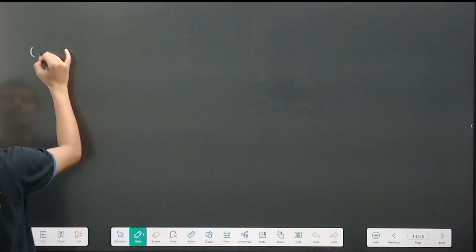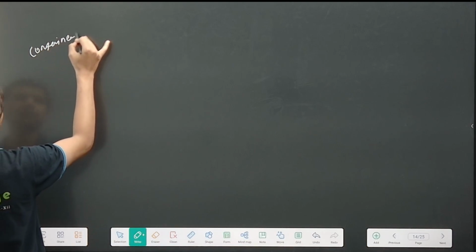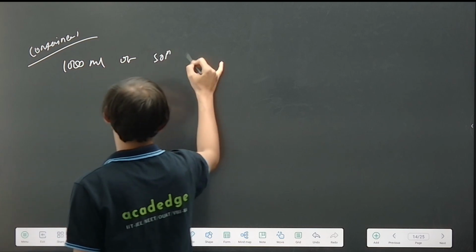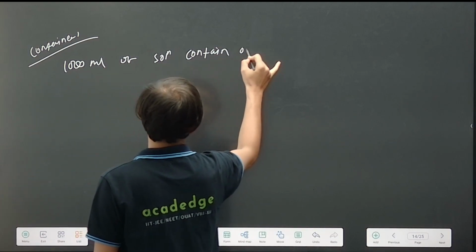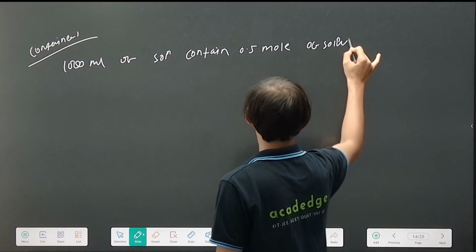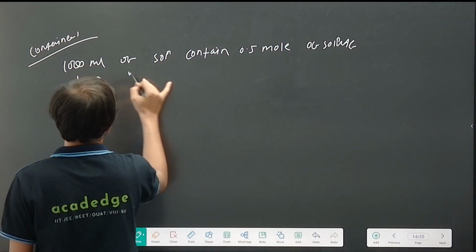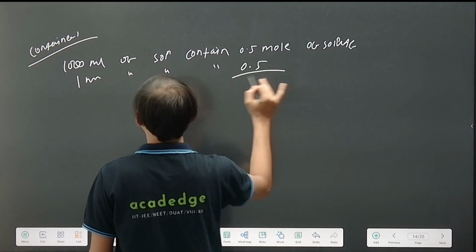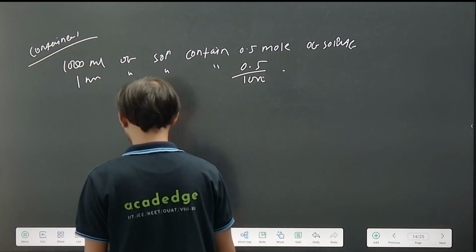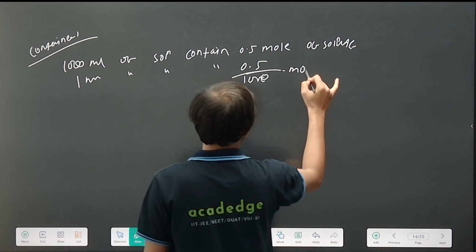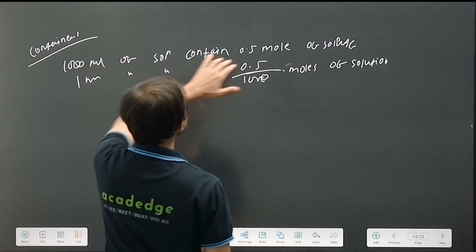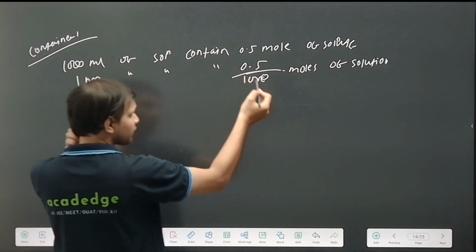So can I say that from container number 1, 1000 ml of solution contains 0.5 mole of solute. So 1 ml of solution must be containing 0.5 by 1000 moles of solute, isn't it? If 1000 ml contains 0.5 mole, then 1 ml must contain 0.5 by 1000 mole.